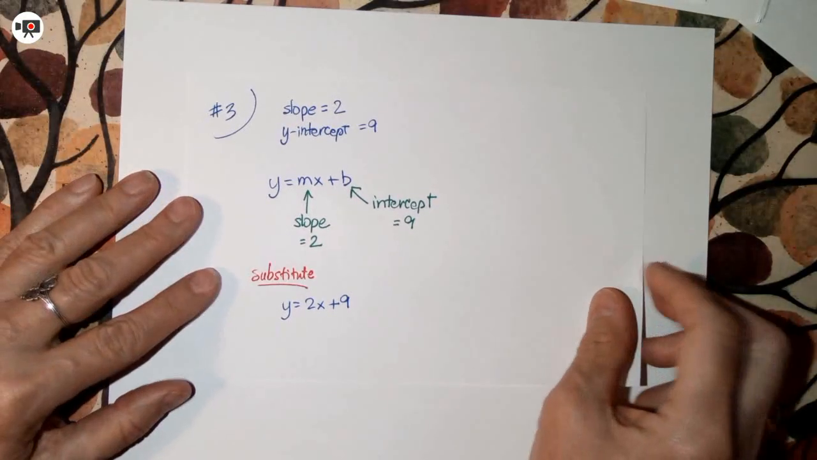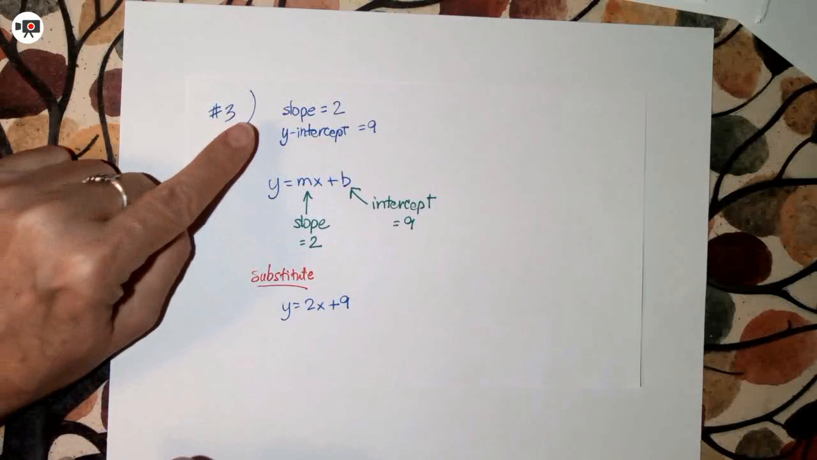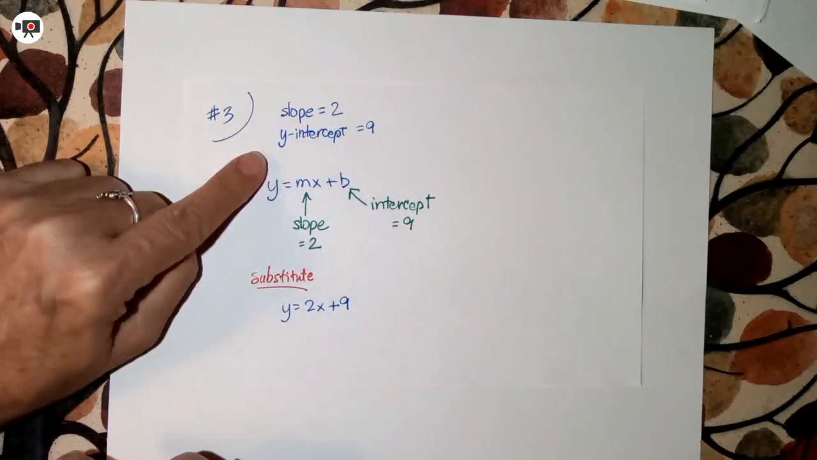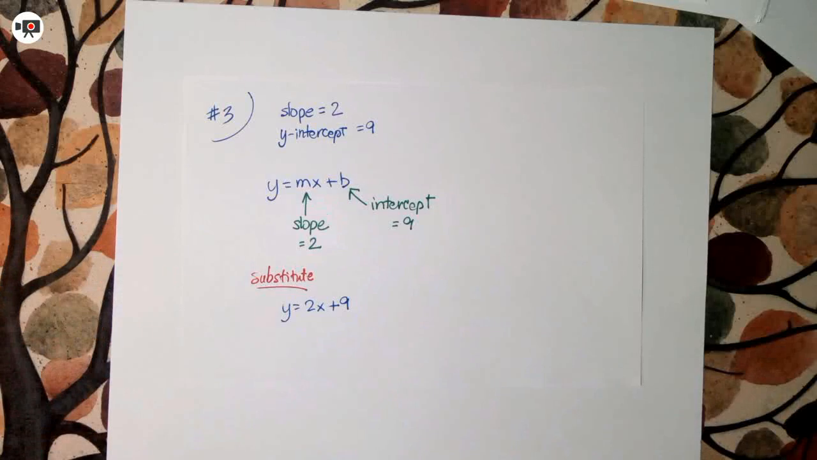And let's work a little bit with it here. Okay, let's look at some problems. Let's say we know that the slope of a line is 2 and the y-intercept is 9. How can we write the formula for it? Well, this one works really nice for it.